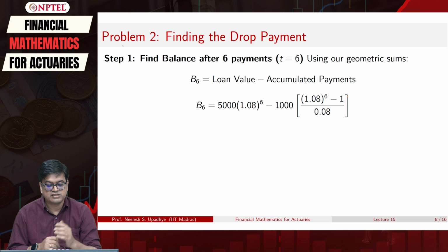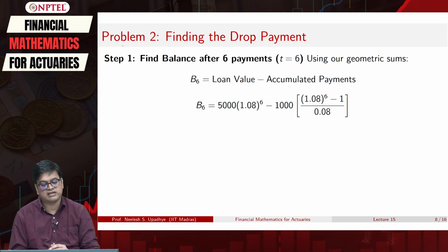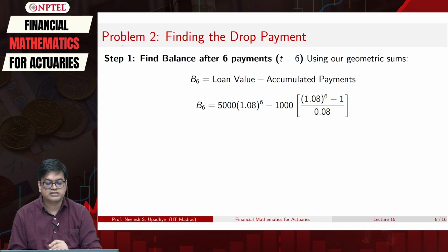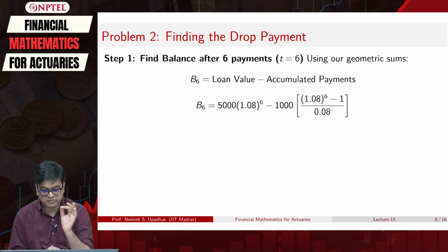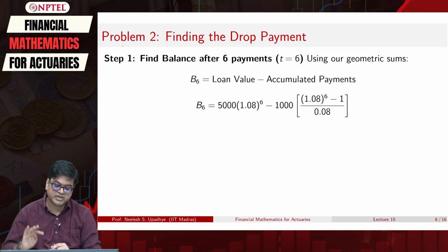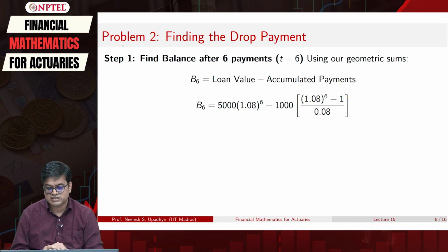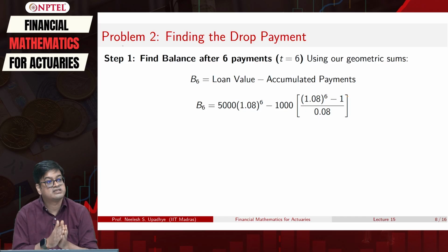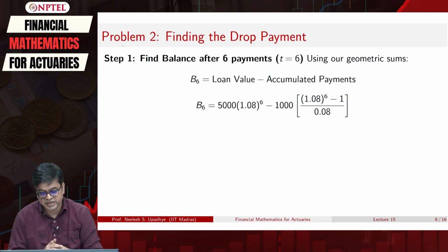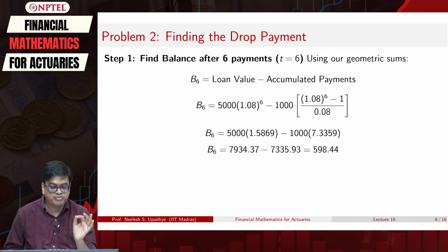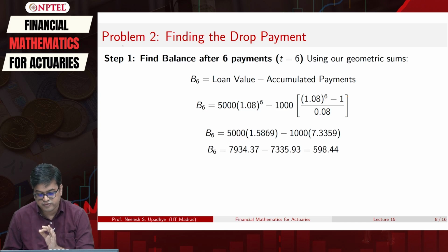So, balance at 6 is the loan value at time point 6 minus the accumulated payments that you have made at 6. Again, this is a geometric sum problem which we have handled in that lecture. So, it is very simple: 5000 into 1.08 raised to 6 minus payment of thousands accumulated for 6 periods. It is not discounted, it is interest gathered for those 6 periods: 1.08 raised to 6 minus 1 upon 0.08. If you solve this, you will come up with a figure of B6, which is 598.44.